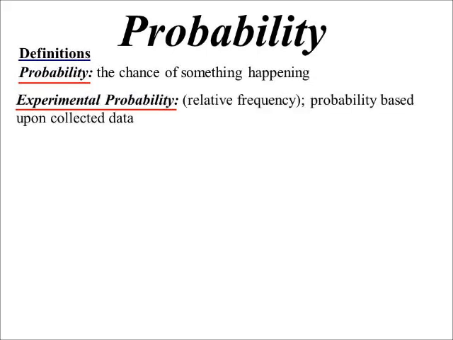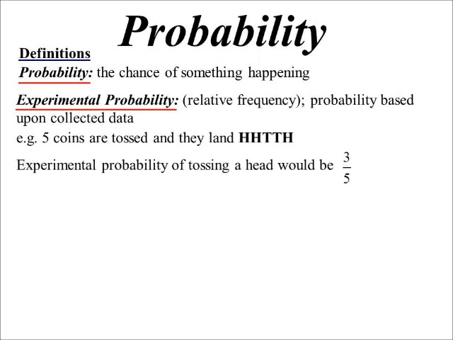Now, there's a difference between experimental probability, sometimes called relative frequency, and that's when you work out the probability purely based upon data that you've collected. So you might have tossed a coin. Let's say you've tossed it 6 times and it's come up with 2 heads and 4 tails. Then the experimental probability of tossing a head would not be a half, but would be 2 out of 6, or a third. My example actually is 5 coins there, and we got 3 heads. So the experimental probability would be 3 in 5.